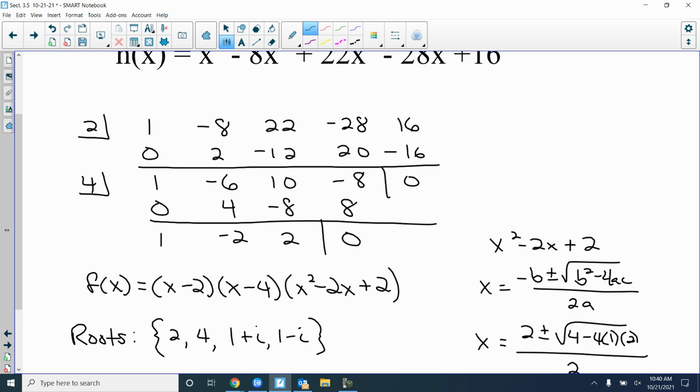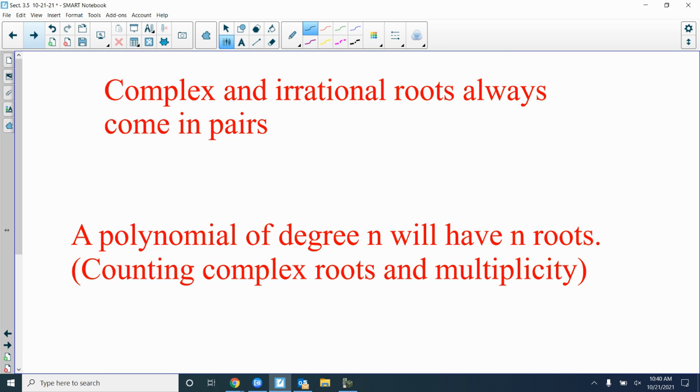That's fine. Okay, now there's a couple other types here. We've talked about this. I want to reintroduce it. We talked about with irrationals. Complex, this is the conjugate pairs theorem. Complex and irrational roots always come in pairs. Okay, you cannot just have a single one. So you cannot have a single root with a square root. You cannot have a single root with an i. They always come in pairs.